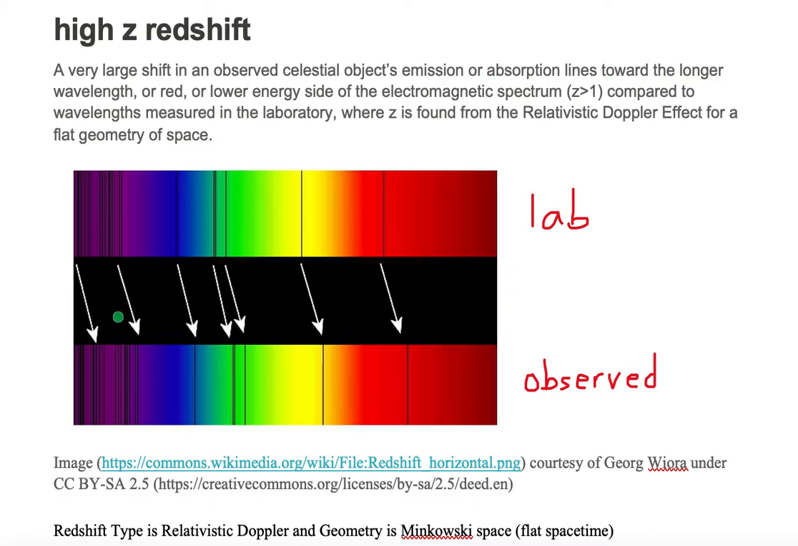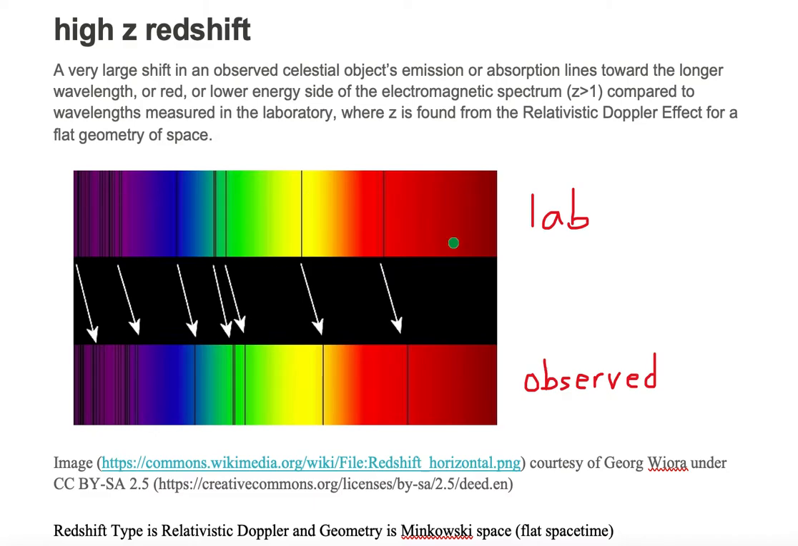So here's the observed spectrum. This is an absorption spectrum. We see black lines on a colored background. The colored background is our continuous rainbow spectrum, from red on the right through orange, yellow, green, blue, indigo, violet on the left. We see this pattern of black lines, and we want to compare this pattern of black lines to that found in the laboratory.